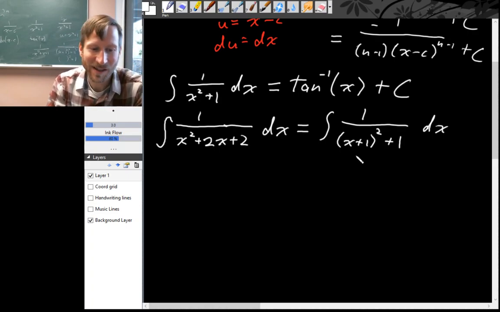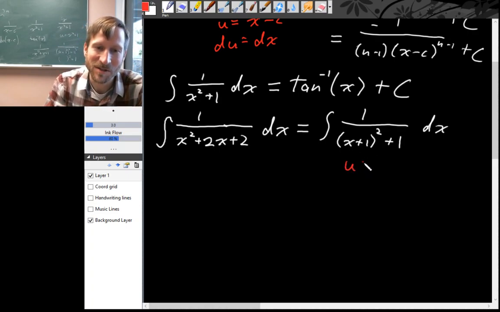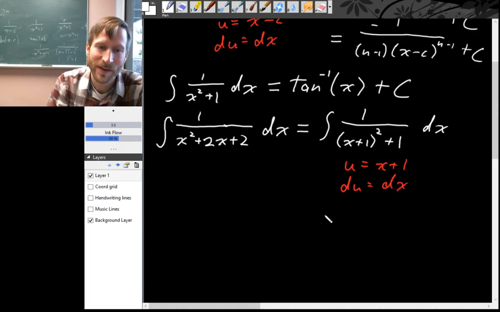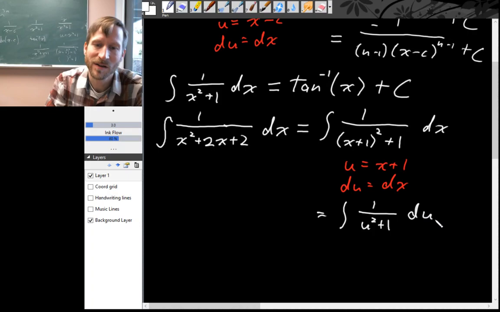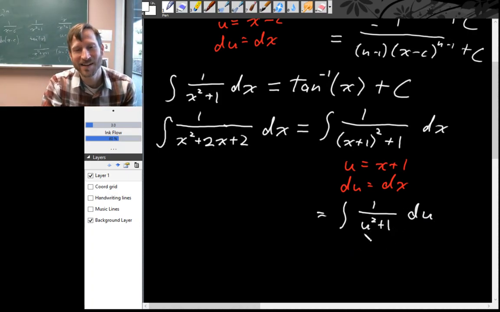And now that we have it written like this, we should do a substitution. u equals x plus 1, du equals dx again. And so this integral turns into 1 over u squared plus 1 du. And now we can use arctangent to get the integral of this.